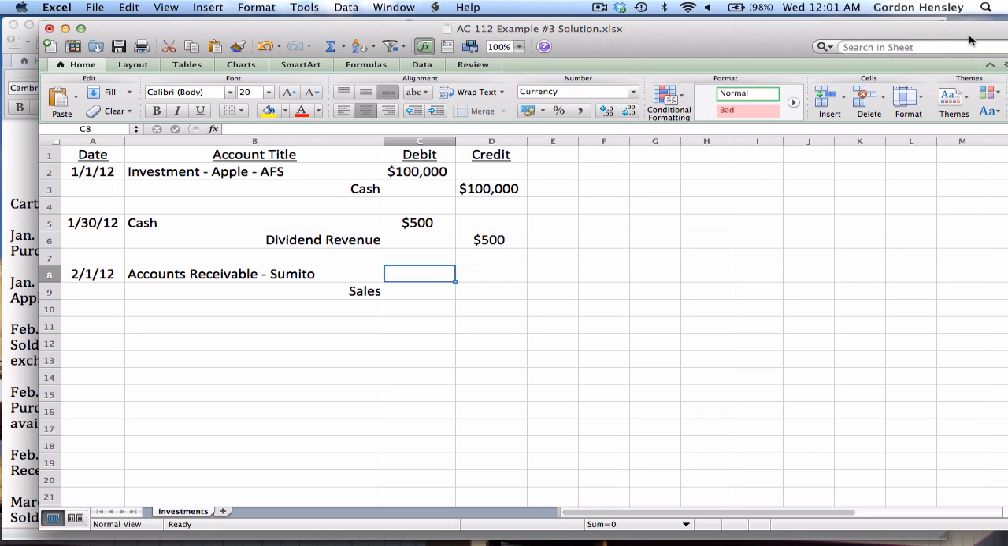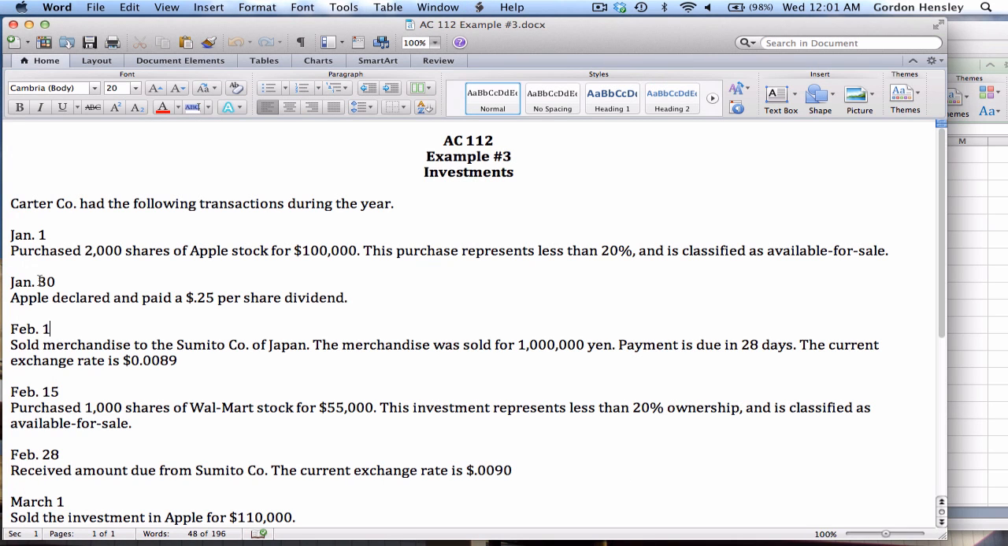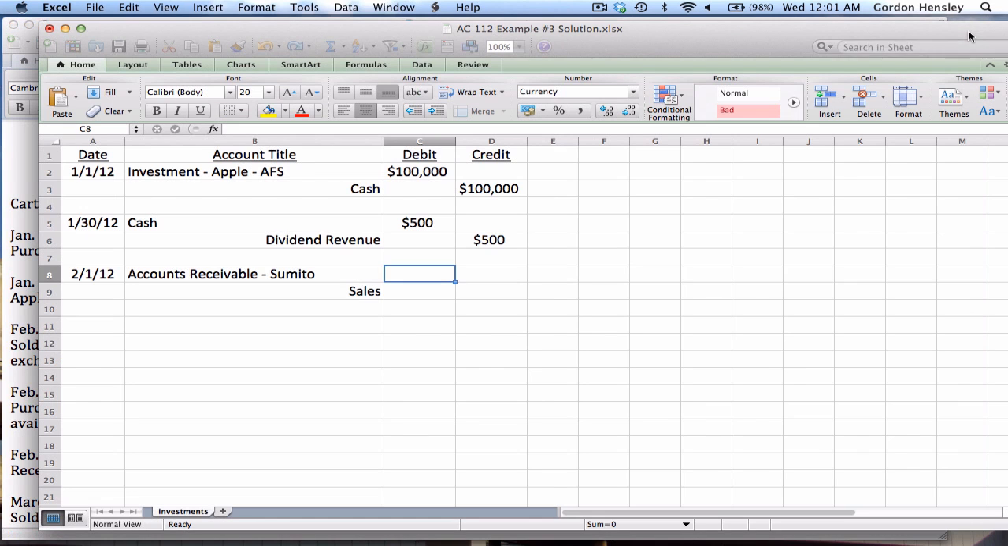Now I'm going to have to figure out the amount. I know that it was 1 million yen, but I have to record my financial statements in dollars. So the exchange rate on that date was 0.0089. So 1 million times 0.0089 is $8,900. And I'll debit that and credit that. So that 1 million yen is not quite so impressive when you realize that when it's exchanged into dollars, it's really only $8,900. So that's the proper way to record that on February the 1st.